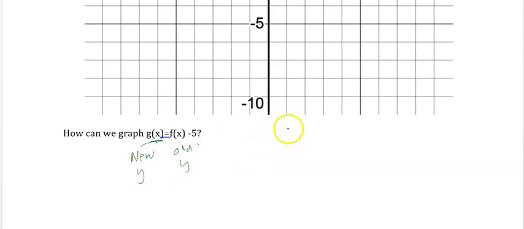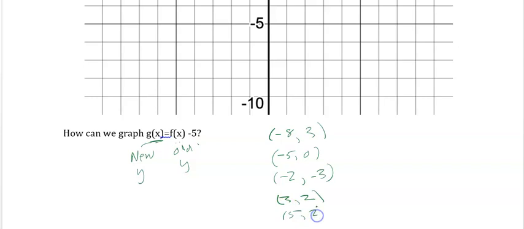Now, if I look at some key points in the graph, I have negative 8, 3 is on the graph. I have negative 5, 0. I'm just picking these points off the graph. You can take a look at it on your printed notes. Negative 2, negative 3. I'm going to skip ahead here. We really only need the points where it changes direction. 3, 2, and 5, 2. Let's look at these points.